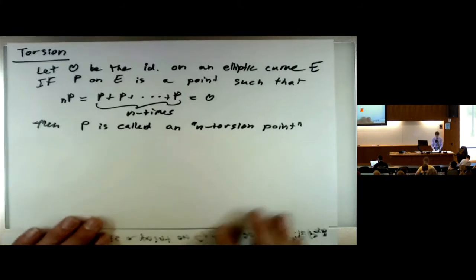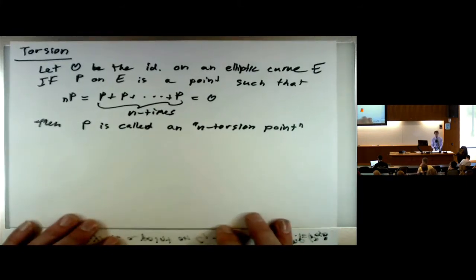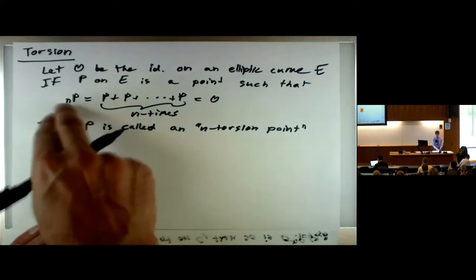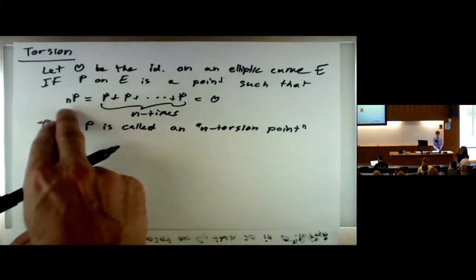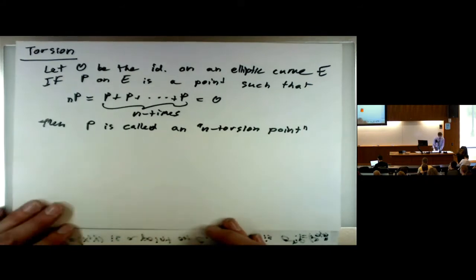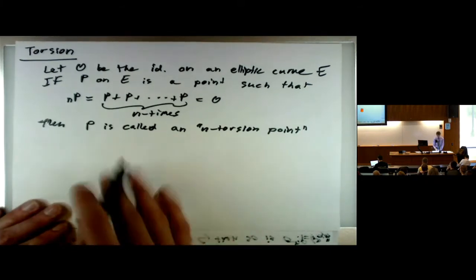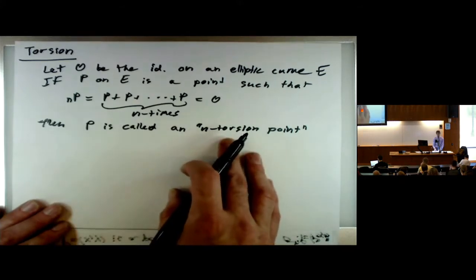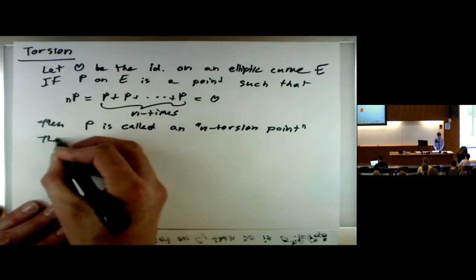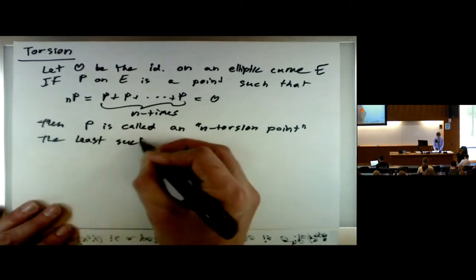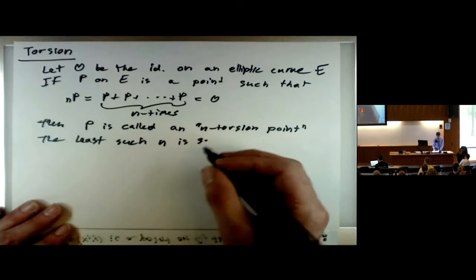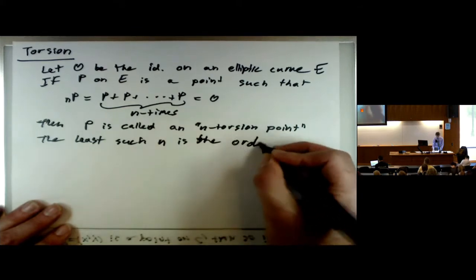There are several different ways we say this. Okay, and you've seen a special case of this already. We didn't discuss torsion, but we saw doubling, right? So we were dealing with the case of repeated addition by two already. But it's important to understand that this does not mean that the point has order n, of course, because n may not be the least such n. The least such n is called the order of P. That's just the usual definition.